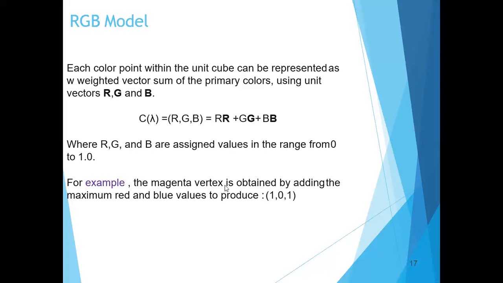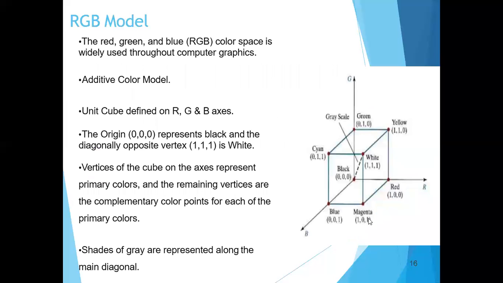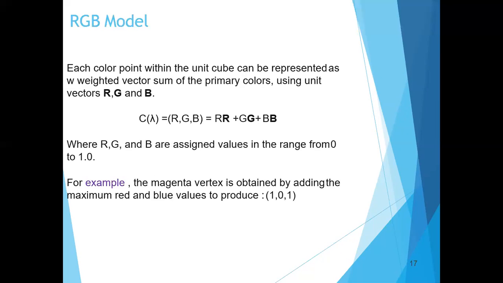So for example, as we have seen, the magenta vertex is obtained by adding red and blue in order to produce the magenta color. So red and blue, if I add, I will get the magenta color. That is why it is called an additive color model, because here I am adding two colors in order to obtain one more color.